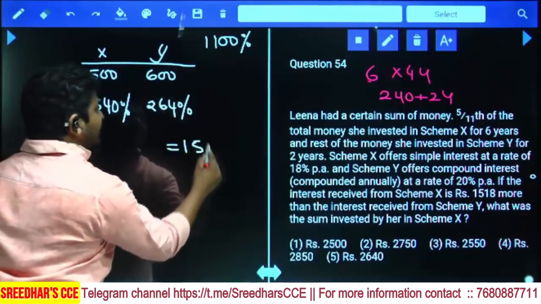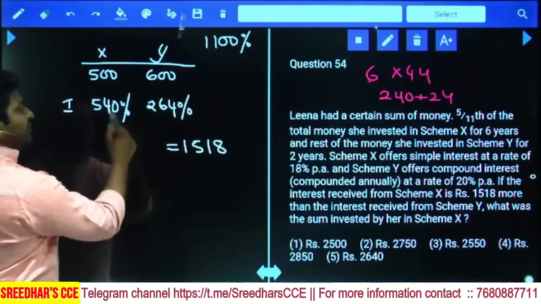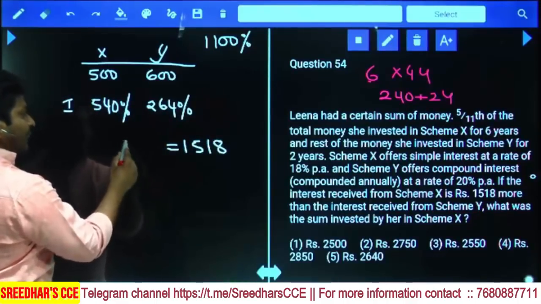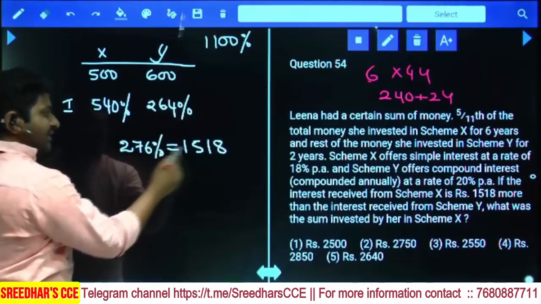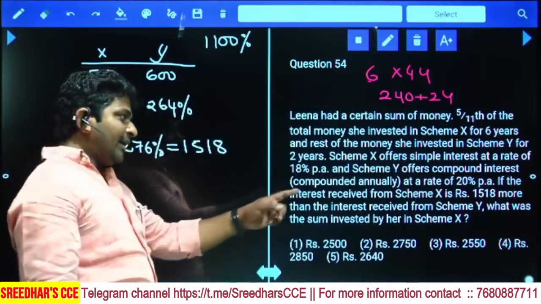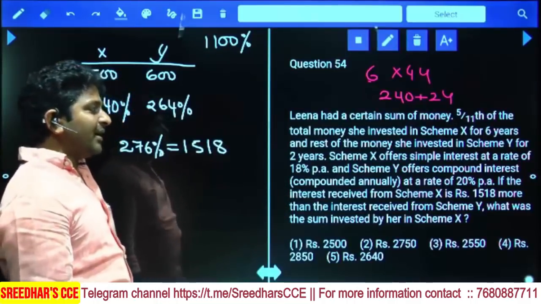The difference between both the numbers, 276%, is equal to 1518. And what was the sum invested by her in scheme X?